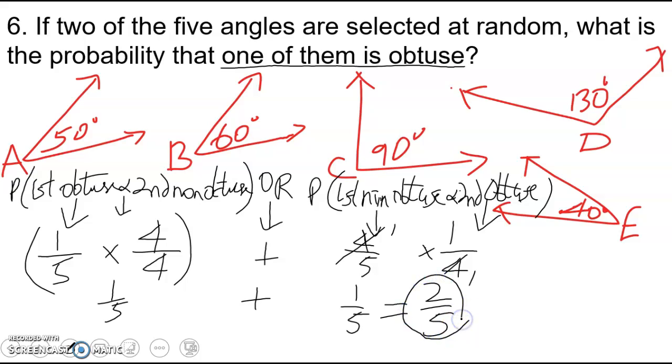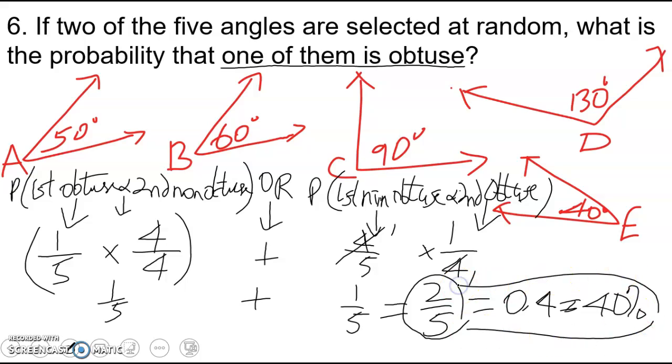That's the fraction, and if we divide 2 by 5, we get 0.4, and multiply by 100, we get 40%. Okay, you can tell I'm doing this in the school, the bell is ringing.